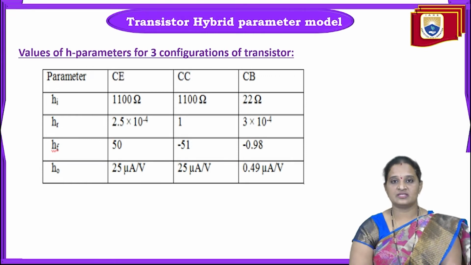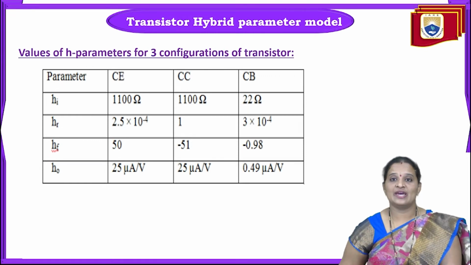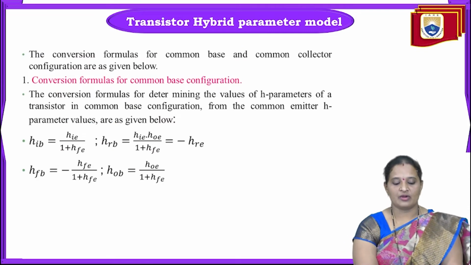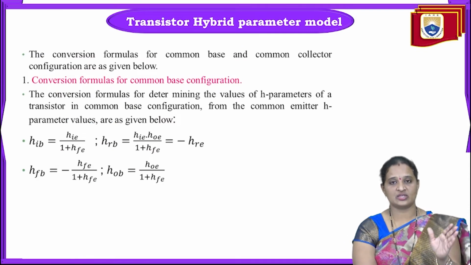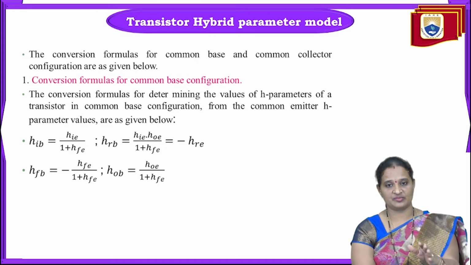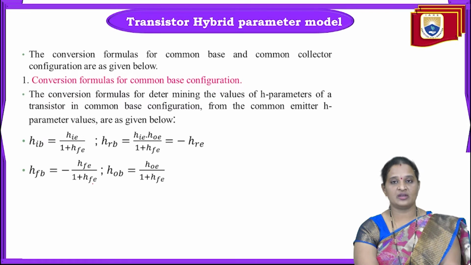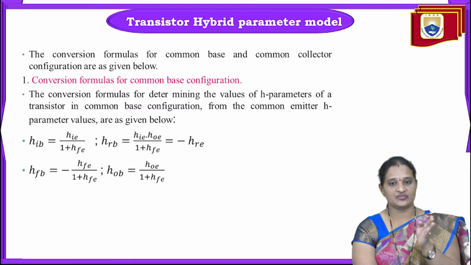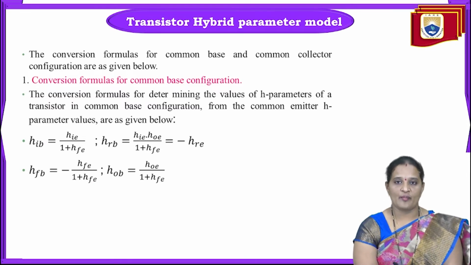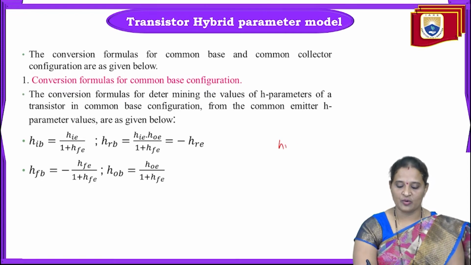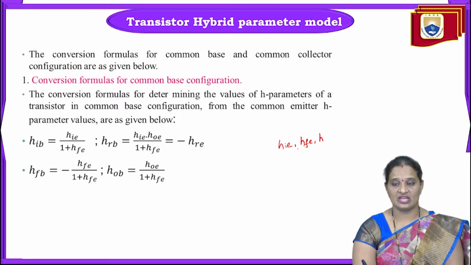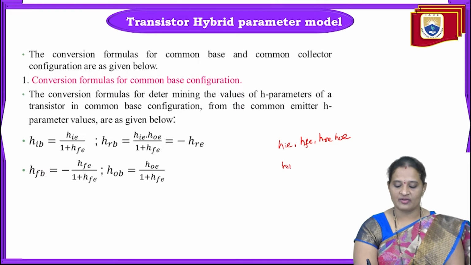So that is why these H parameter values should also be remembered. Okay. Now coming to the conversion formulae. As I want to discuss only common base configuration problems in this lecture, I just want to show you the conversion formulae for converting H parameters from common emitter configuration to common base configuration. That means if I know the H parameters of common emitter configuration like HIE, HFE, HRE, HOE, how to derive the values of H parameters of common base configuration.